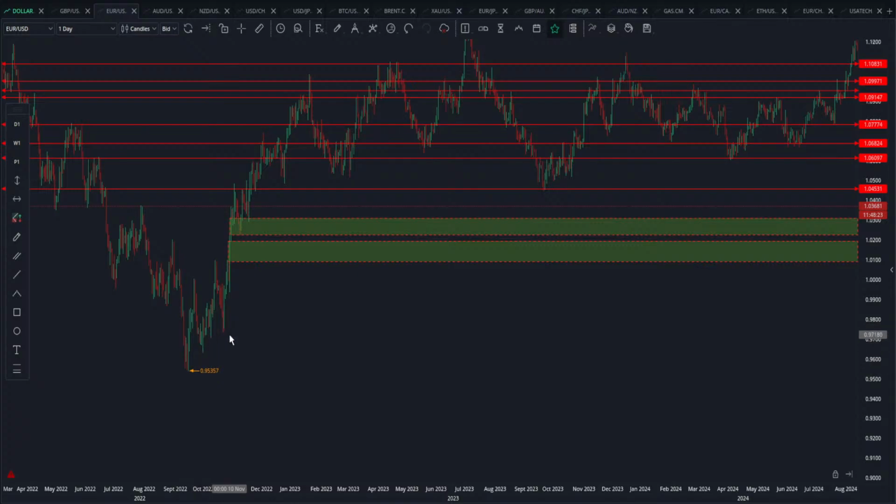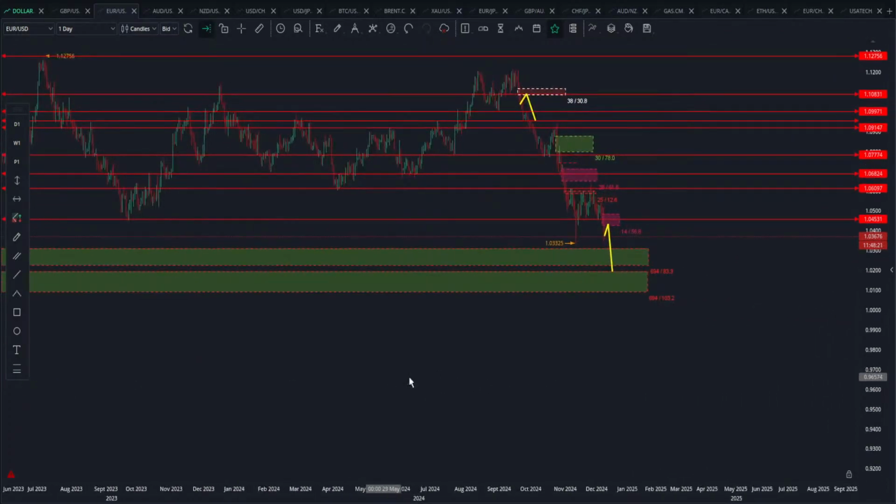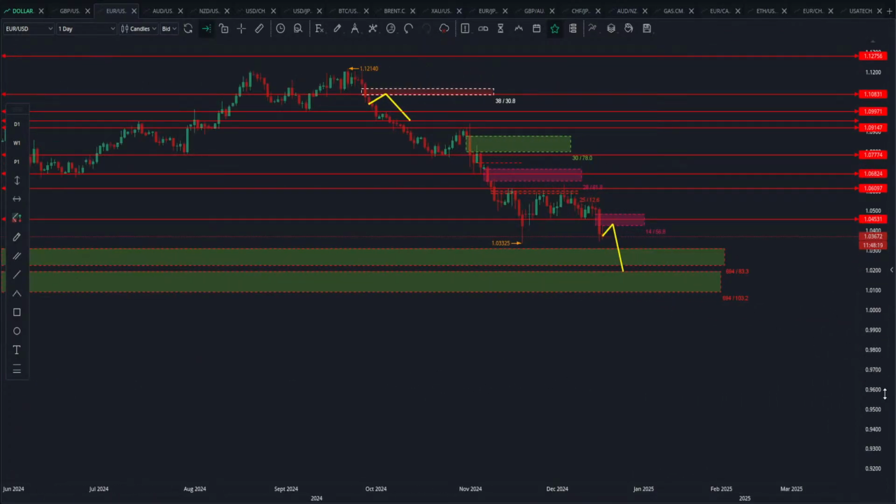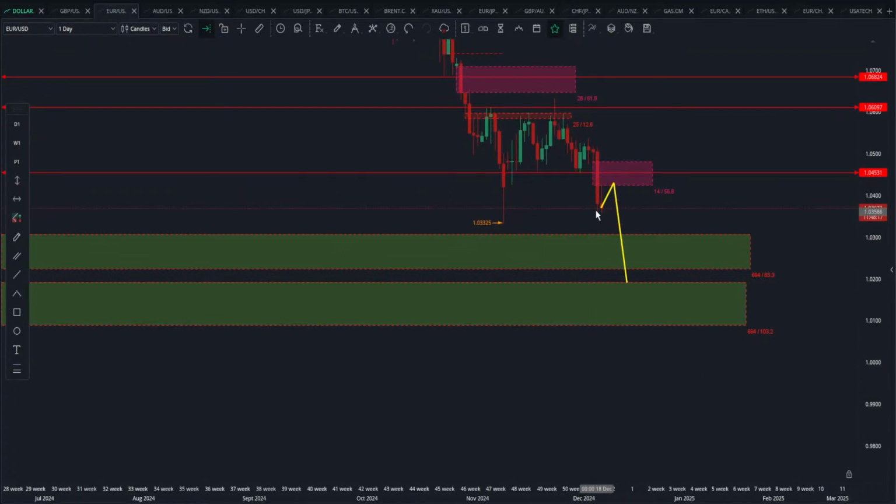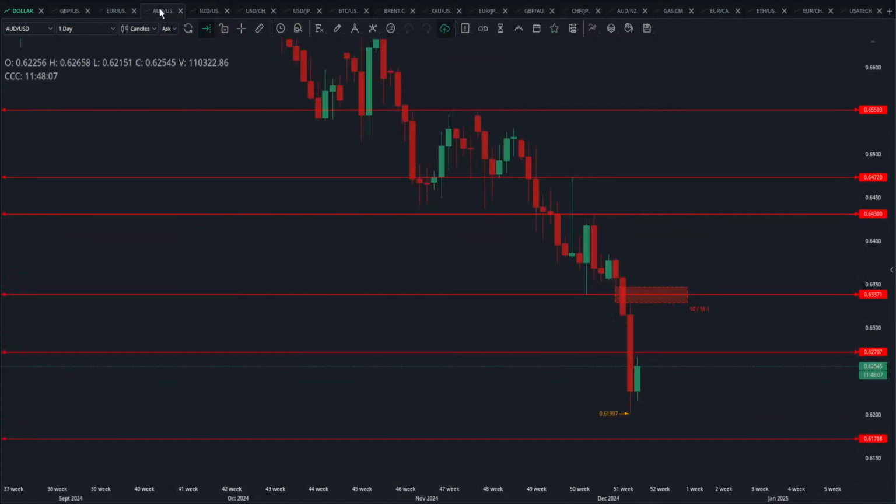There is a lot of liquidity resting over here. There is a possibility, and the market structure is down. So let's see if we can tap into this fair value gap next week and get a decent selling opportunity to the downside, because there's liquidity resting below 1.0332 also.